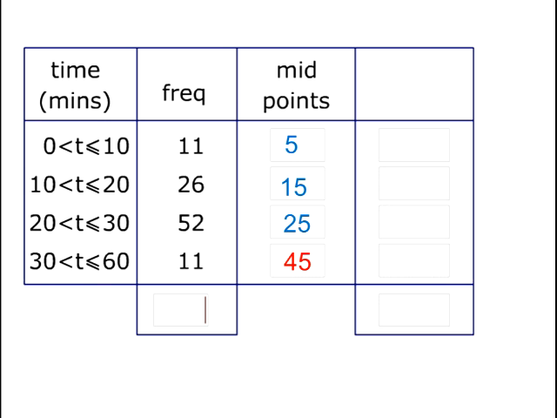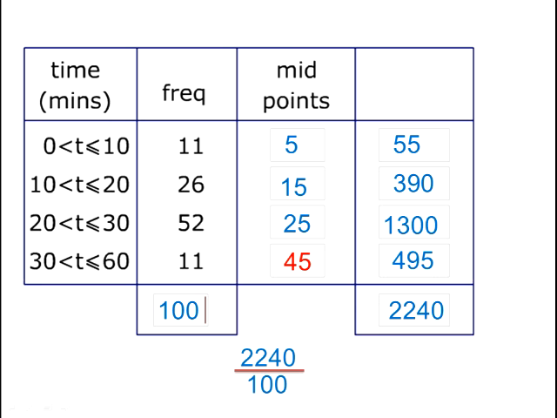So, midpoints. I highlighted this one in red because you can see that the groups are different widths, which they can do. So we're assuming the time was 5 minutes for this group, so 11 of those would be 55, 15 of these, etc, etc, etc. Find our two totals, so that's the total of everyone's time added up together, and there are 100 people, so add them all up, divide by how many there are, so we get 22.4 minutes.